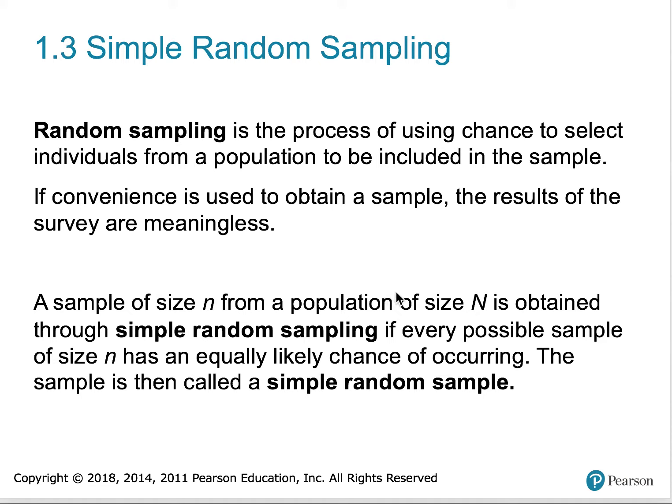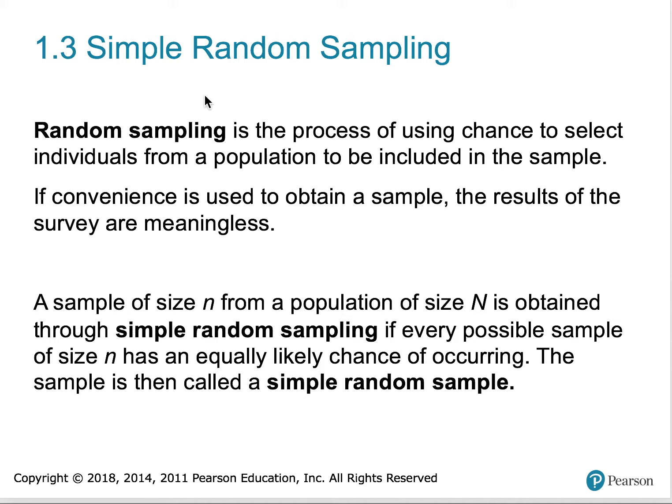Okay, 1.3 is short and sweet. So observational studies, like we were talking about, can also be conducted by administering a survey. When administering a survey, we must first identify the population that is to be targeted.